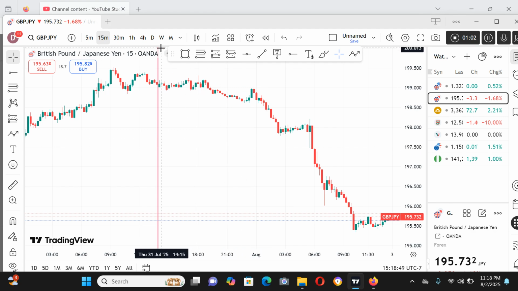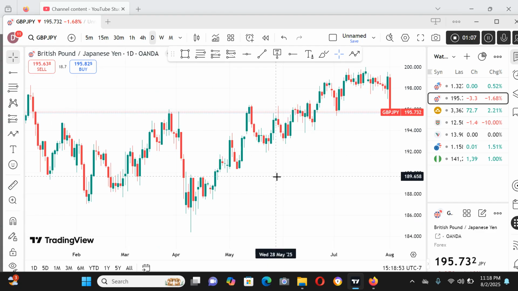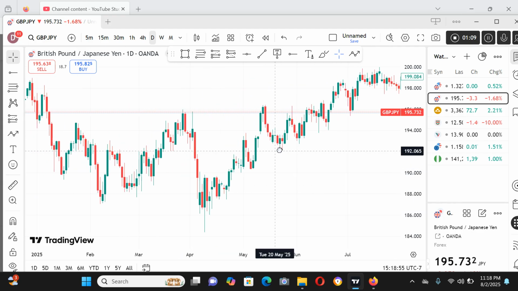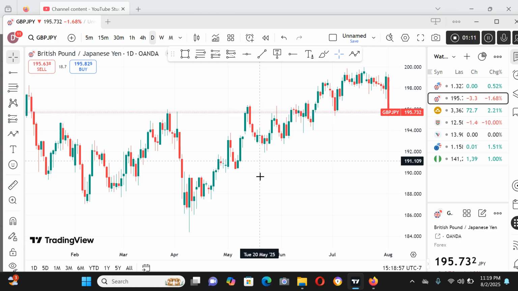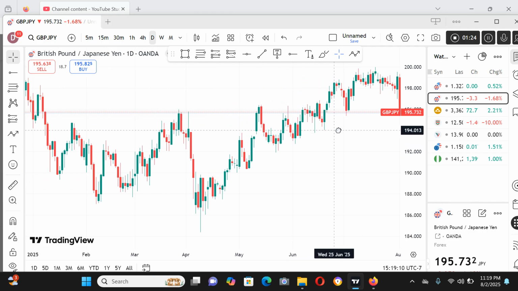So what I do normally, I go to the daily time frame to look at the overall trend of the market, because I trade market structure. I'm a price action trader. I follow the language of the market. What the market is telling me, that's what I follow.